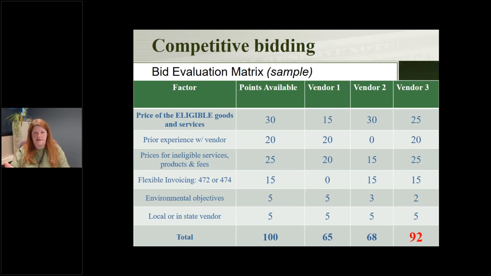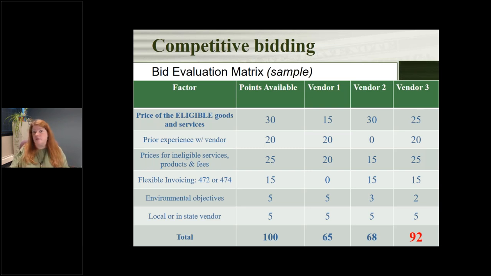This will show what your reasoning was, with price being the most primary factor, and this is how it works. You can say, these are all the things that matter to me: price, do I know the company, prior experience? What do they charge for other things? How will they give me a discount? Are they local? Anything else that might matter to you?